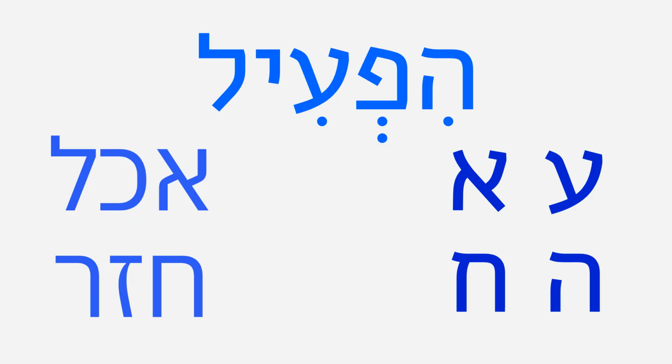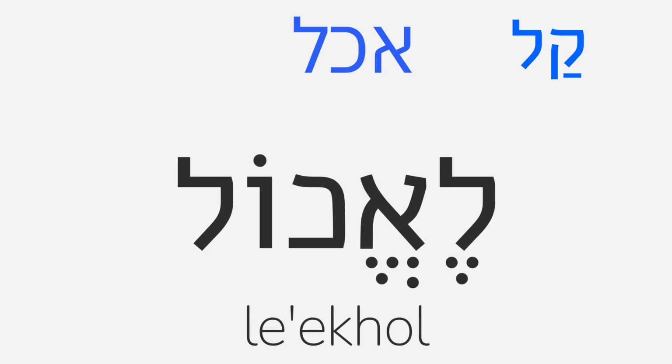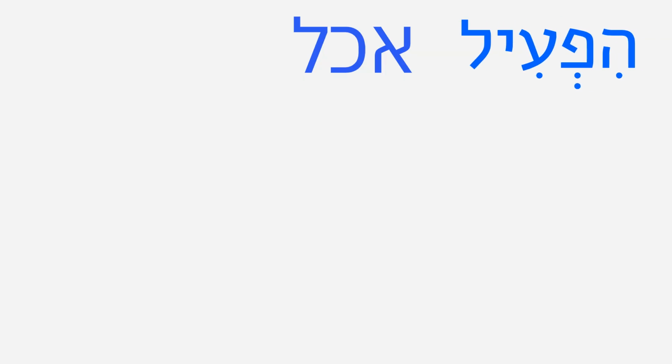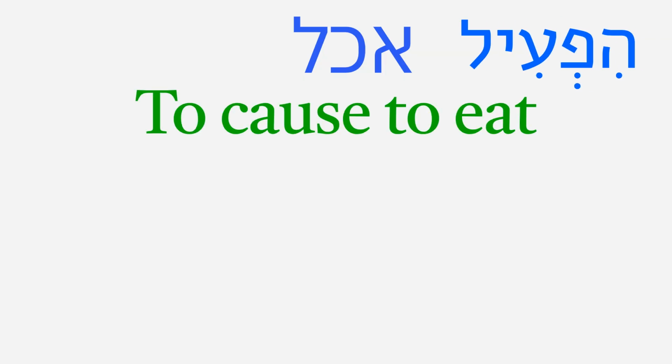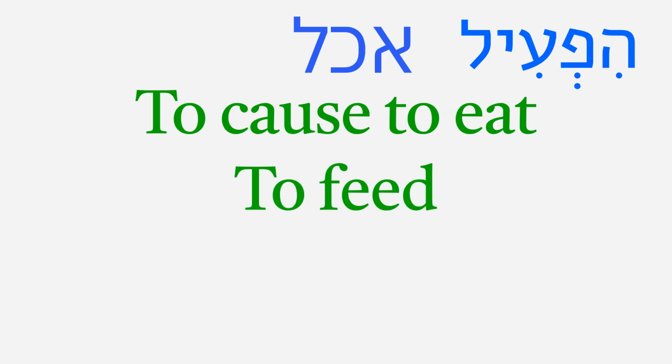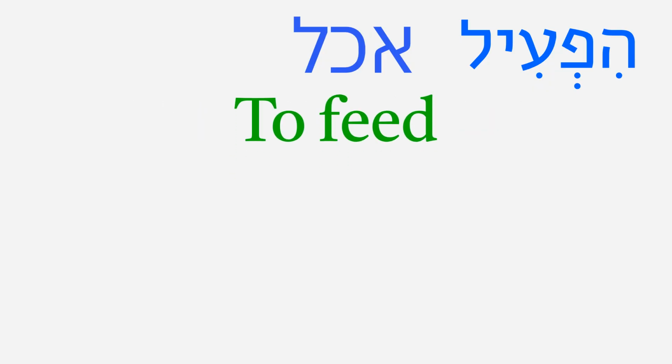We already know one root that starts with aleph, and that's aleph, kaf, lamed. In the kal binyan, this root makes the verb le'echol, which means to eat. The root can also be used in the hiphil, and there it will have a causative meaning, to cause someone to eat, or better translated, to feed. Let's make this hiphil infinitive.